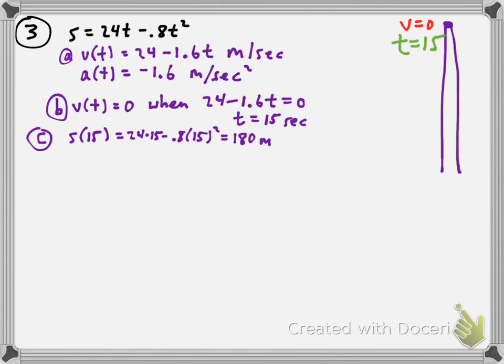Part D is, when did the rock reach half its maximum height? So we want to know t equals whatever. It says half of its maximum height, so when the position is equal to 90. Well, we have the position function, S of t equals 24t minus 0.8t squared. So to solve this, we set 24t minus 0.8t squared equal to 90.